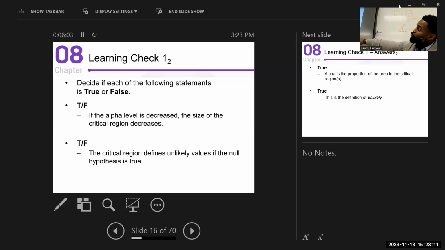It says the critical region defines unlikely values if the null hypothesis is true. We said this is very, very true, right? So if the null hypothesis is true, then these values out here are very, very unlikely. And so that's what that second bullet means. The critical region defines unlikely values. These are the unlikely, rare, extreme values when the null hypothesis is true.